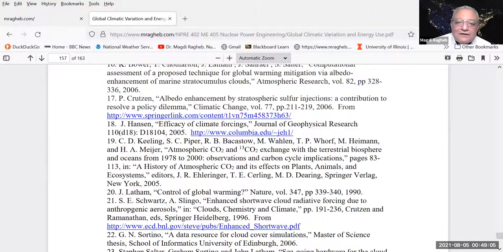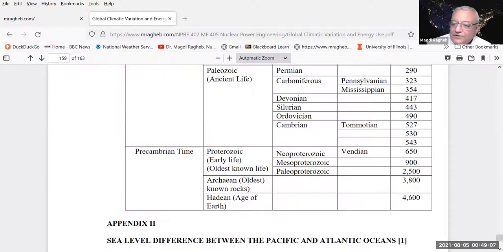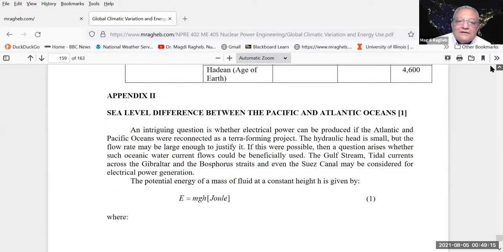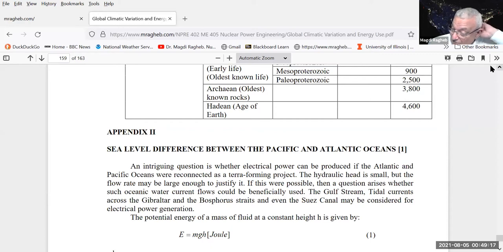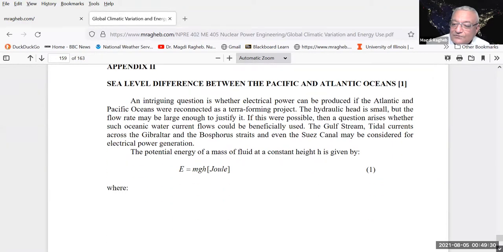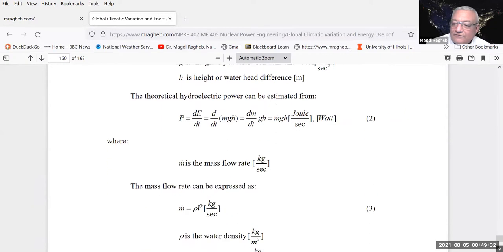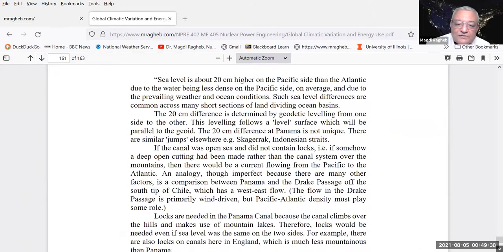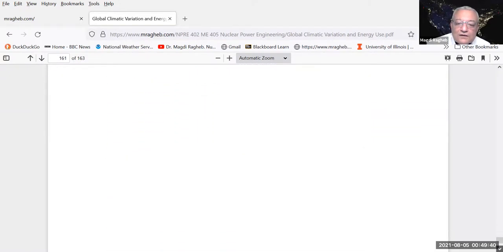An interesting topic that I'd like to bring to your attention very quickly is the possibility that if you reconnect, as I suggested, the Atlantic to Pacific Oceans through nuclear excavation, you will find that we can have a potential drop. And I show you how to calculate the energy that can be produced, a tremendous amount of energy, between the different evaporation rates of the Atlantic Ocean and the Pacific Ocean in general.